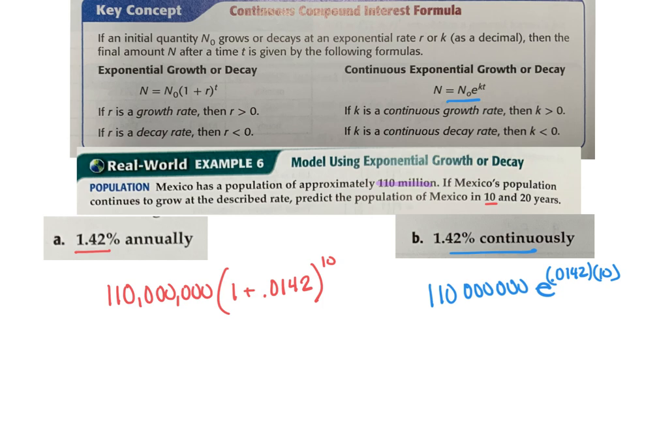All right? Questions on that? All right, so try this last example, and then we're going to do the next section. Pay attention to what it says.